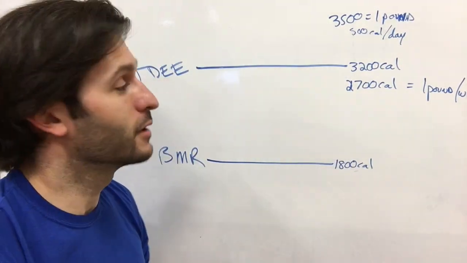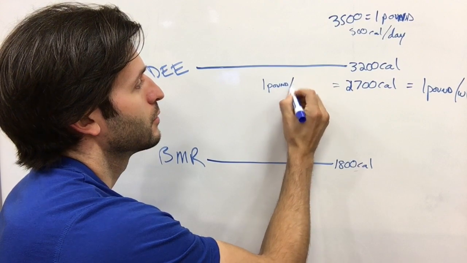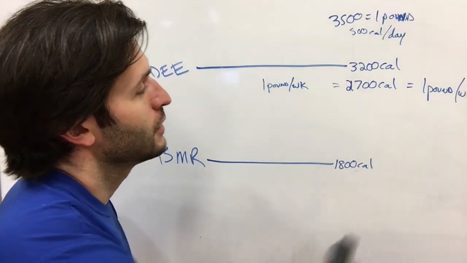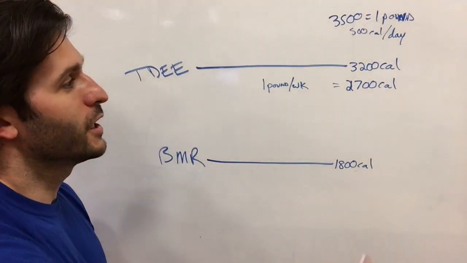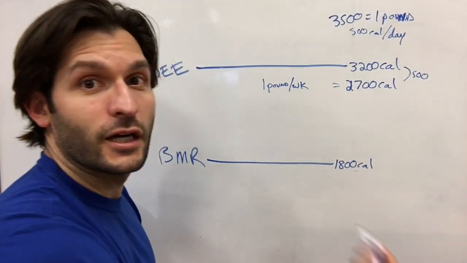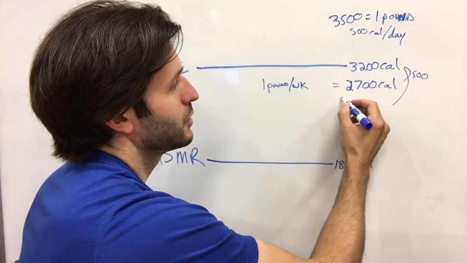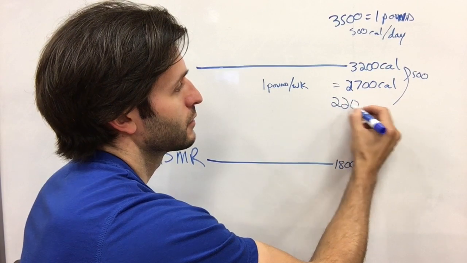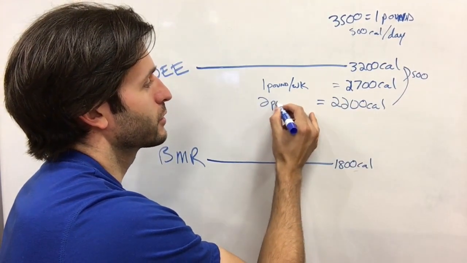And you guys can't see that. Okay. That equals 1 pound per week. Now, if I want to lose 2 pounds a week, then I'm going to decrease it by 1,000 calories. So instead of it being 500, I'm going to decrease it by 1,000. So this is going to be 2,200 calories a day. That's 2 pounds a week.